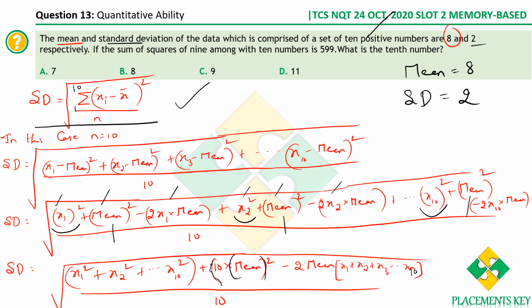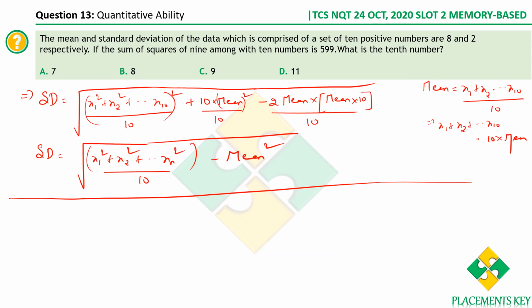Yeah, so this is the one. First we have grouped x1 square, x2 square, and so on till xn square. Then we have grouped this mean square term. You've got 10 mean square, right? So I'm writing 10 into mean square, and then I'm grouping these terms, minus 2ab term. Yeah, this I've grouped. Now let's see what happens.